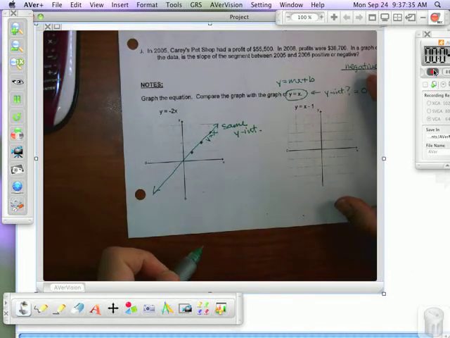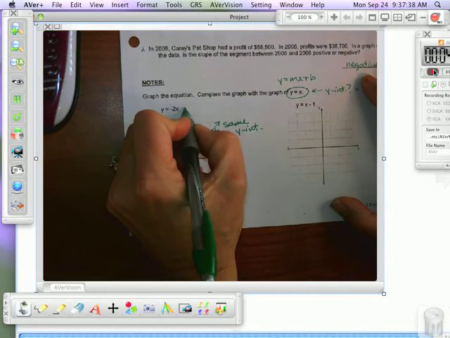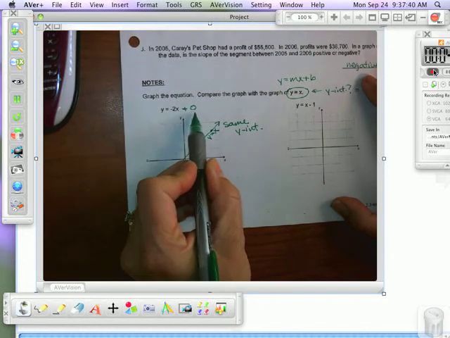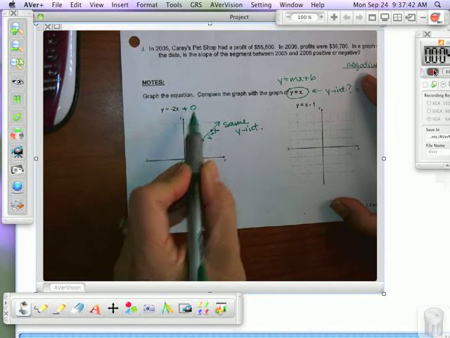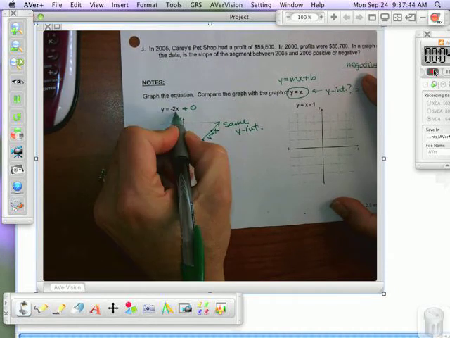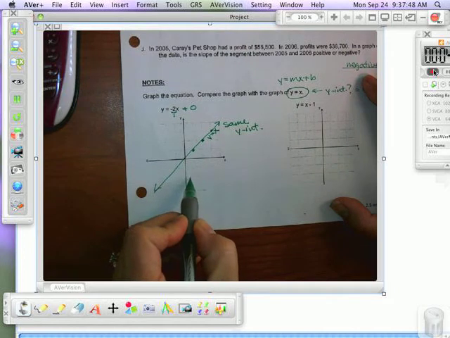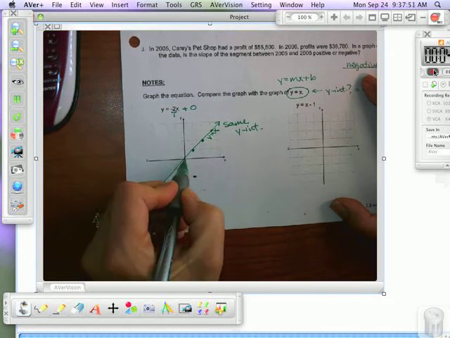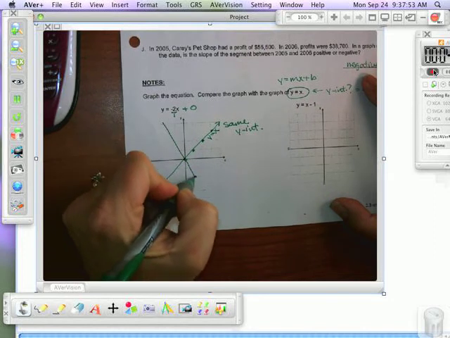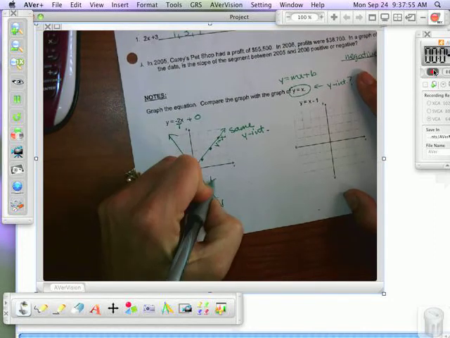And then we're going to graph y equals negative 2x. Well, if it's plus 0, where's my beginning point? Where do I start this graph? At 0. And then what do I do to get my second point? Down 2, over 1. Then I graph. This is y equals negative 2x.